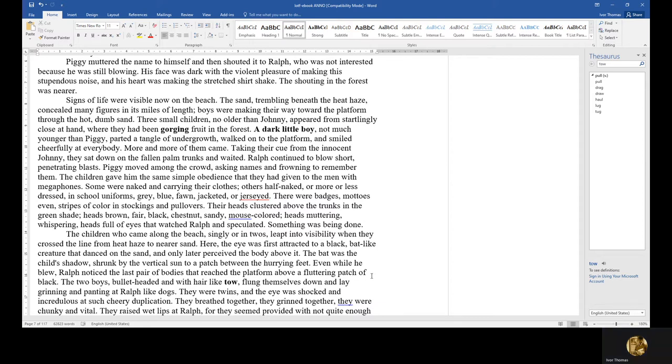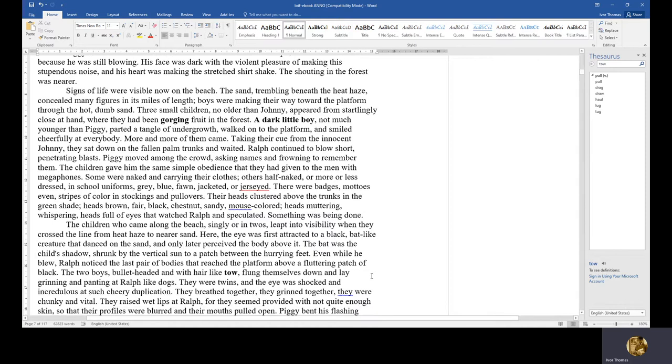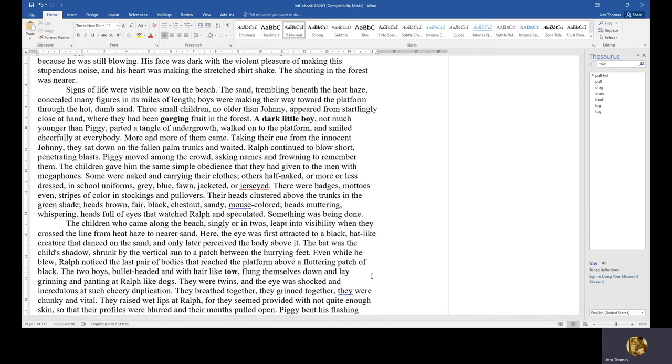hurrying feet. Even while he blew, Ralph noticed the last pair of bodies that reached the platform above a fluttering patch of black. The two boys, bullet-headed and with hair like a towel, flung themselves down and lay grinning and panting at Ralph like dogs. They were twins, and the eye was shocked and incredulous at such cheery duplication. They breathed together, they grinned together, they were chunky and vital. They raised wet lips at Ralph, for they seemed provided with not quite enough skin, so that their profiles of blood, their mouths pulled open.